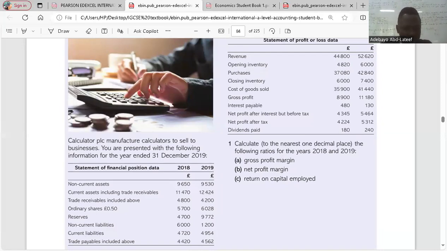So let's do the calculations here. Hold on, please. I'm trying to do the calculation. I'm going to open the calculator now. So here we have the calculator.